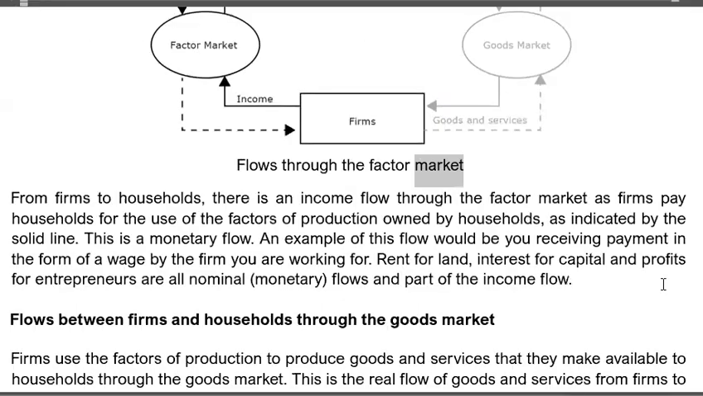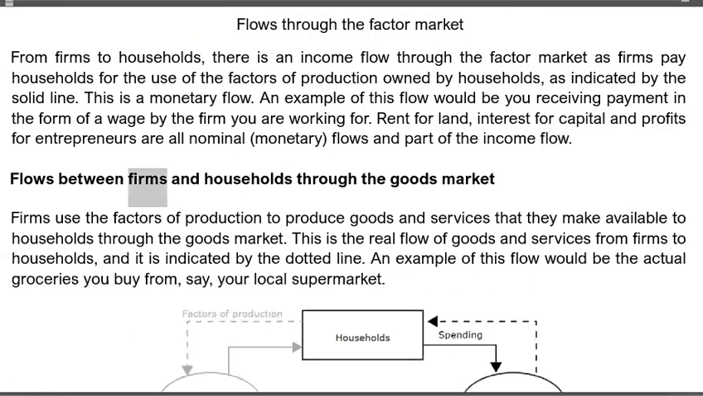Flows through the factor market. From firms to households, there is an income flow through the factor market as firms pay households for the use of the factors of production owned by households, as indicated by the solid line. This is a monetary flow. An example of this flow would be you receiving payment in the form of a wage by the firm you are working for. Rent for land, interest for capital, and profits for entrepreneurs are all nominal, monetary flows and part of the income flow. Flows between firms and households through the goods market.